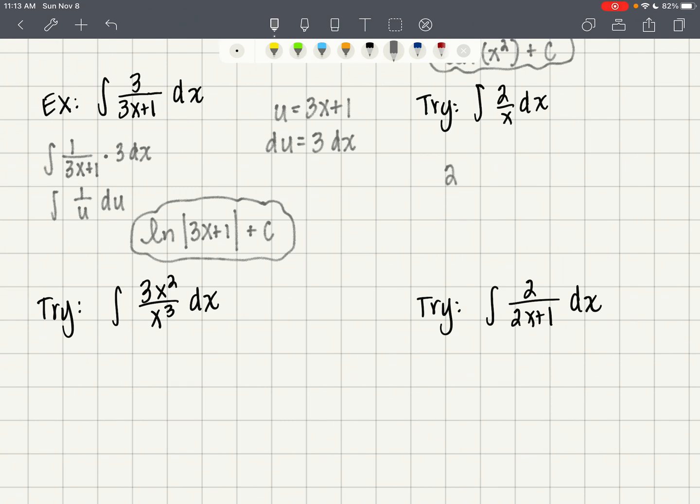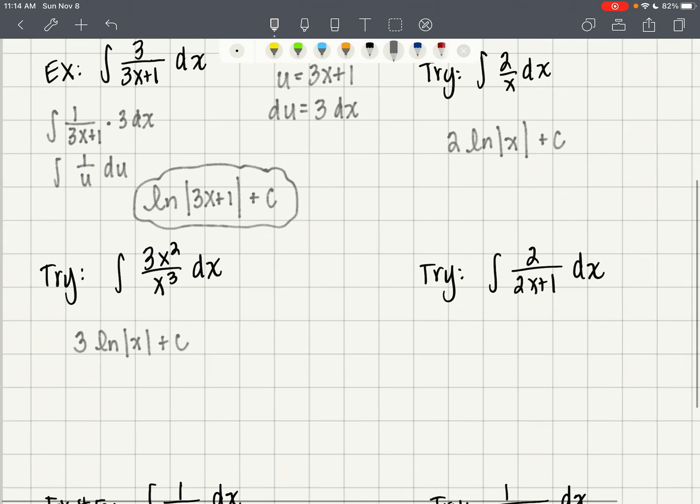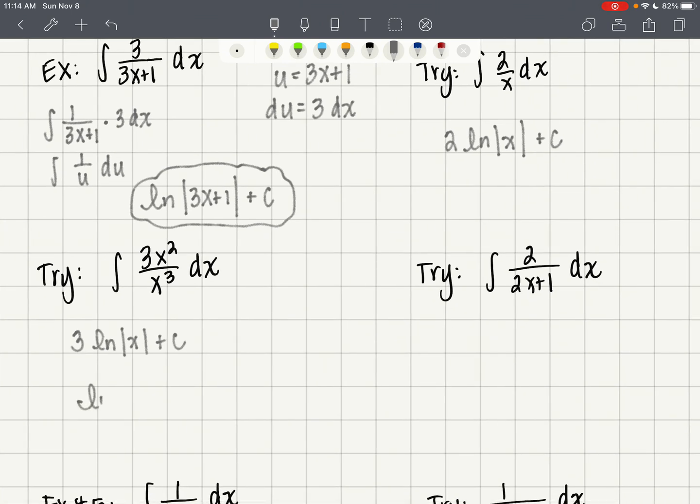So I got for an answer 2 times the natural log of the absolute value of x plus c. And the next one, I got 3 times the natural log of the absolute value of x plus c. We could also say the natural log of the absolute value of x cubed plus c. Either one of those would work.